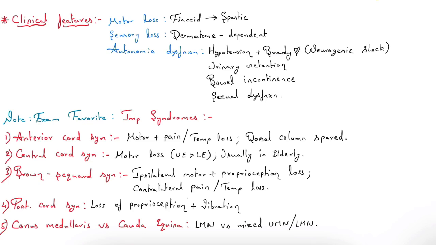In clinical features, mostly we can see motor loss, like flaccid and spastic paralysis, and sensory loss that is dermatome dependent, and autonomic dysfunctions like hypotension and bradycardia, as in neurogenic shock. If any patient has an injury in the sacral region, then you can see urinary retention, bowel incontinence and sexual dysfunction.